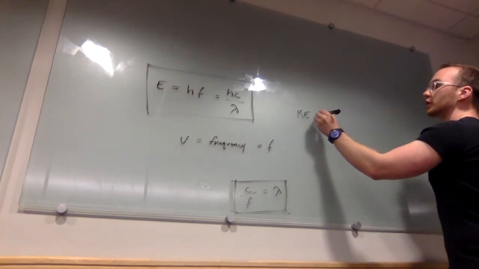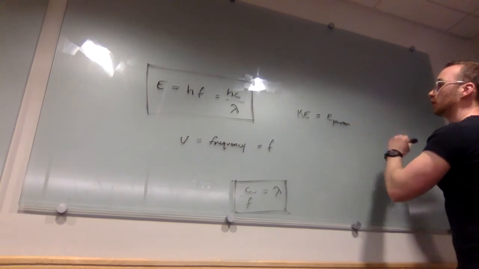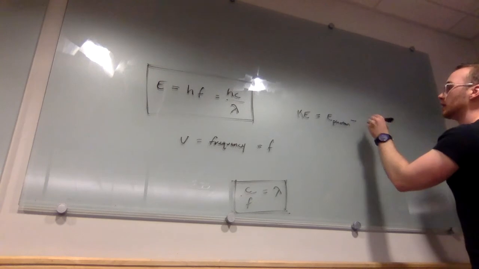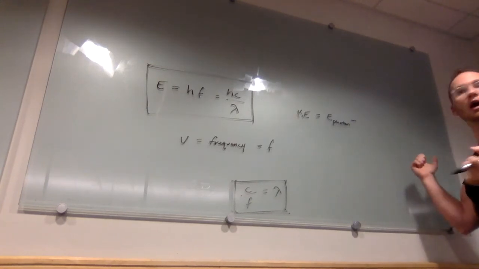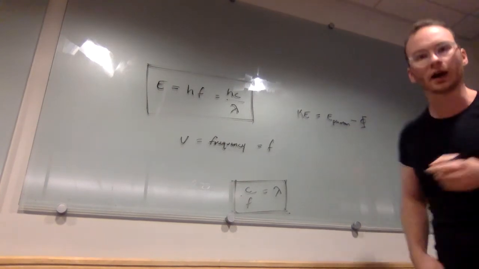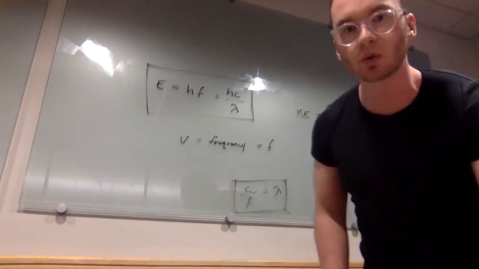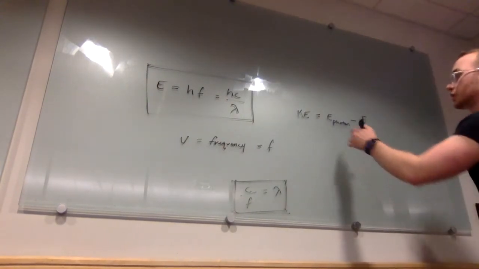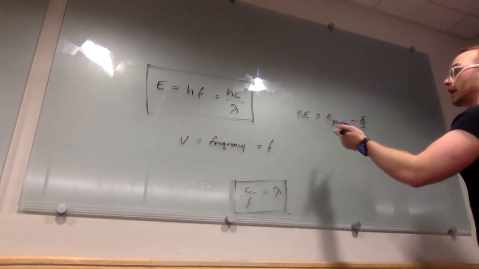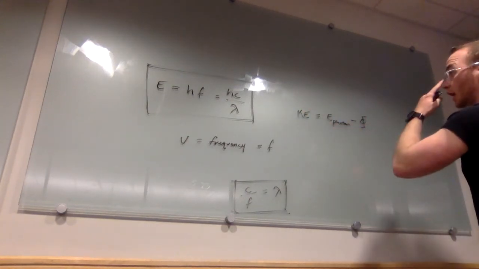So they have kinetic energy, which is equal to the photon energy that they absorbed, minus the energy it took to liberate them from the bonds. That's called the work function, capital phi, I think they use. So E photon is just the energy of the photons you shine on it, and this is for one electron, obviously. This is all for a single electron with a single photon.